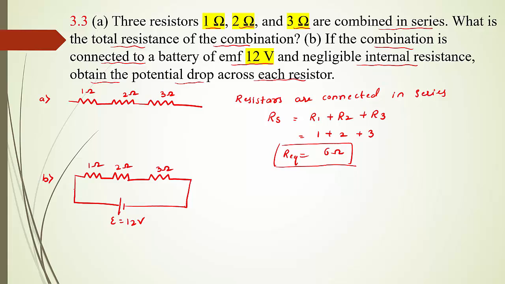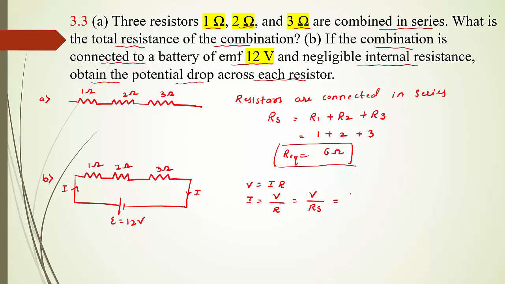See here, current is flowing from positive terminal of the battery to negative terminal of the battery. So we have the equation using Ohm's law, V equal to IR, or we can use I equal to V divided by R. But here I can consider V divided by RS or R equivalent, because we want the total current which is flowing through the circuit. So we can substitute the value.